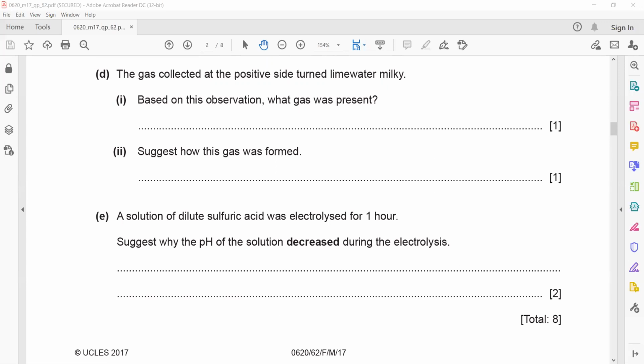Then suggest how this gas was formed. Now the question is how carbon dioxide is formed. In the question, they already mentioned at the beginning that the two gases given off are hydrogen and oxygen. Basically, the oxygen gas which is formed at the anode might react with the carbon, and that results in the formation of carbon dioxide.